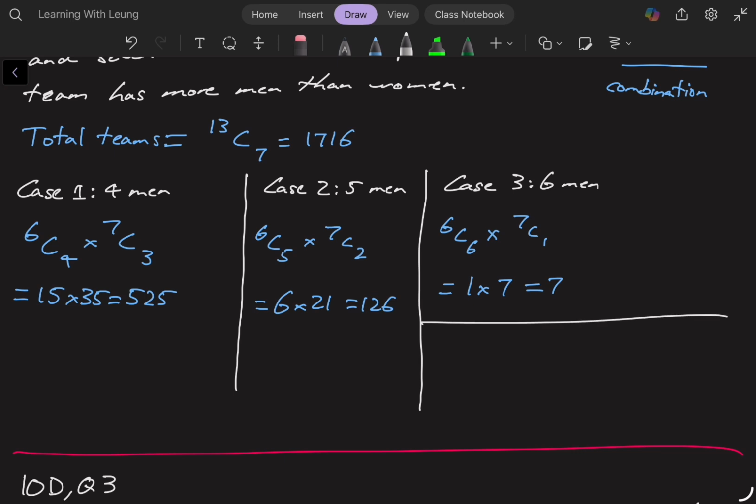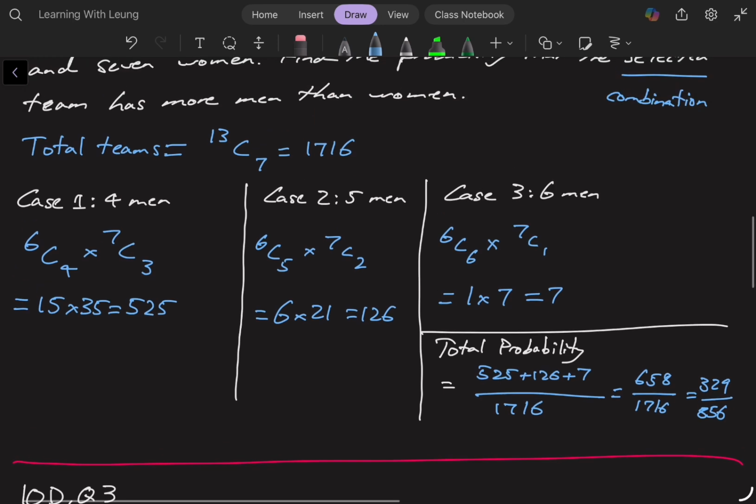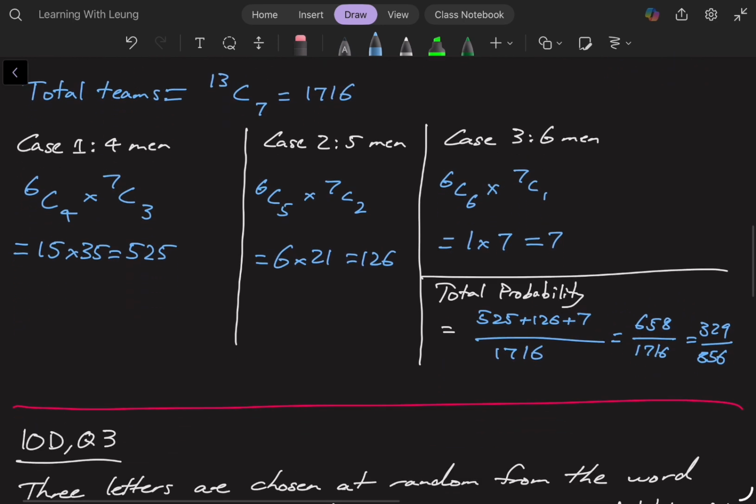So we can say, where am I going to write this? Let's do it over here. So our total probability is equal to 525 plus 126 plus 7 over 1716, which is 658 over 1716, which simplifies to, I think, 329 over 856. Okay, so just under half, which makes sense because there's less guys than girls.